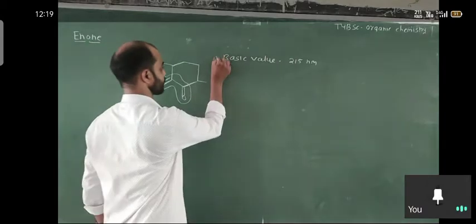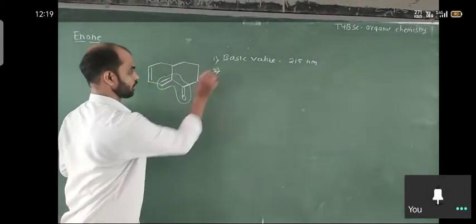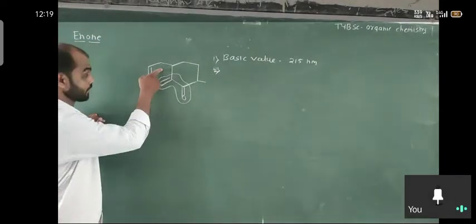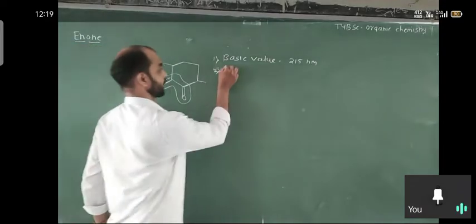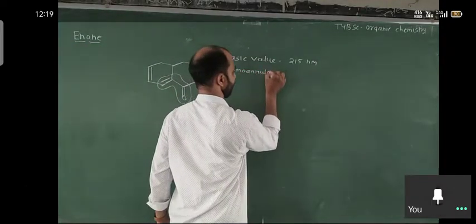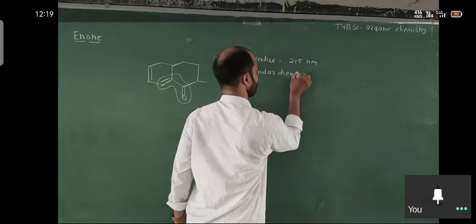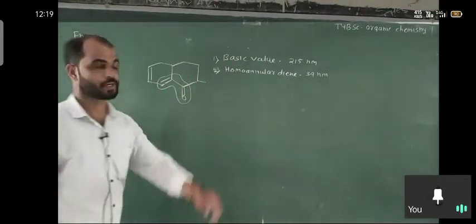Yes, the first value is basic, second is it homoannular? Yes, this ring containing 2 double bonds, so the homoannular diene is present. So take that value: for homoannular diene, you add 39 nanometer.